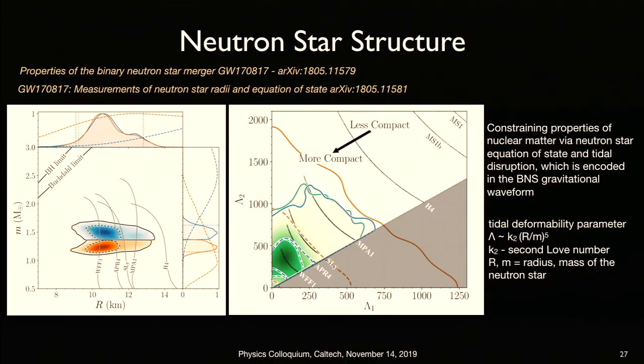So these are very early stages in using gravitational waves to measure the equation of state of neutron stars, but it's a strong potential that is going to increase as more data is acquired.